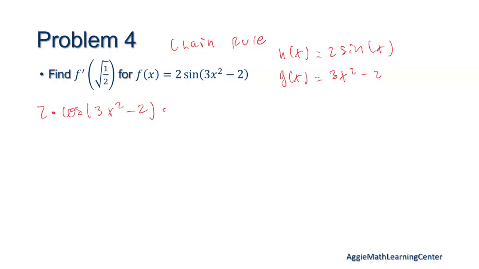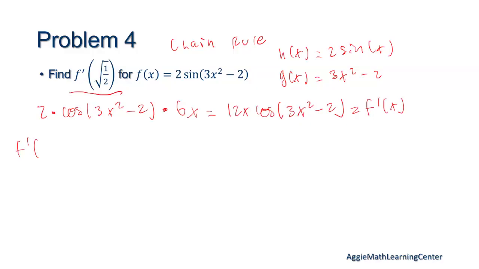Times, and then what's my derivative of g prime? Or, 6x. Yeah, 6x. Which is going to give me 12x cosine of 3x squared minus 2 equals f prime of x. Okay, so now it's asking me to find f prime at that point, right? So I have to plug in.